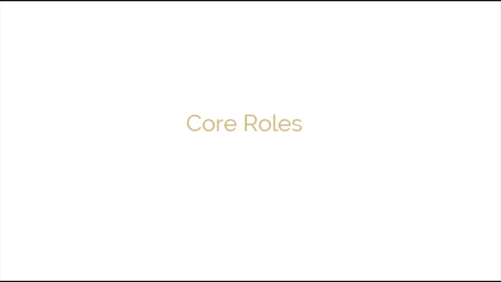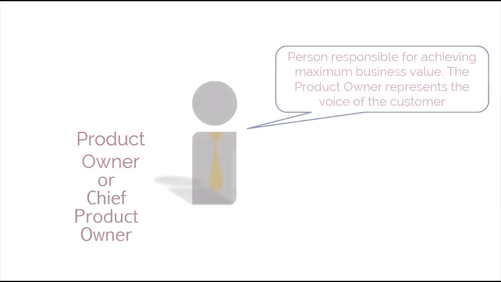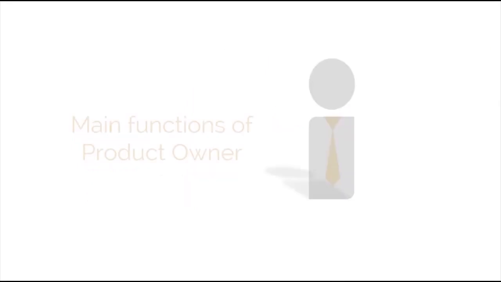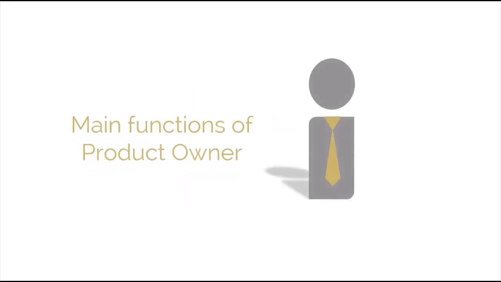Now let's run through the core roles in Scrum. We'll start with the product owner. This person is responsible for achieving maximum business value. The product owner represents the voice of the customer. The main functions performed by the product owner are as follows.